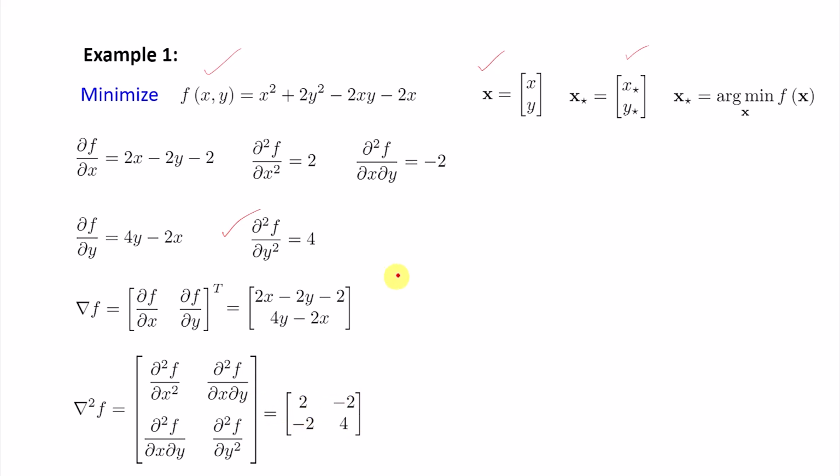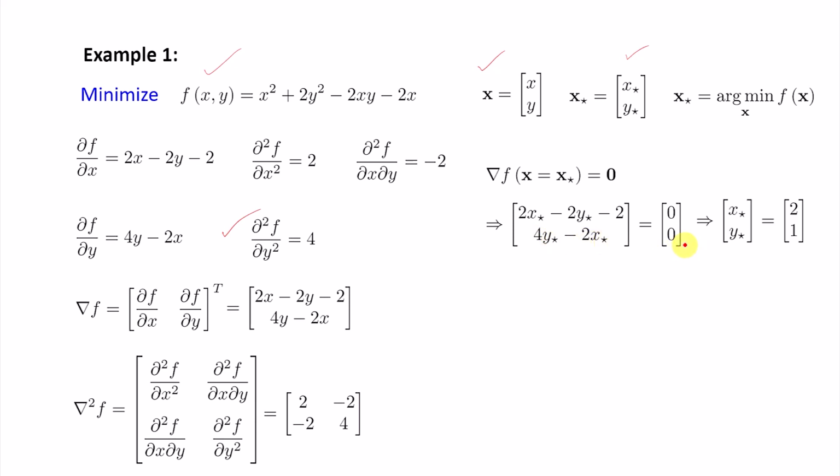4. Now we look at the gradient being 0, and when it is 0, it gives us 2x star minus 2y star minus 2 to be 0 and 4y star minus 2x star to be 0, which if we solve these two equations will give me the values 2 and 1.